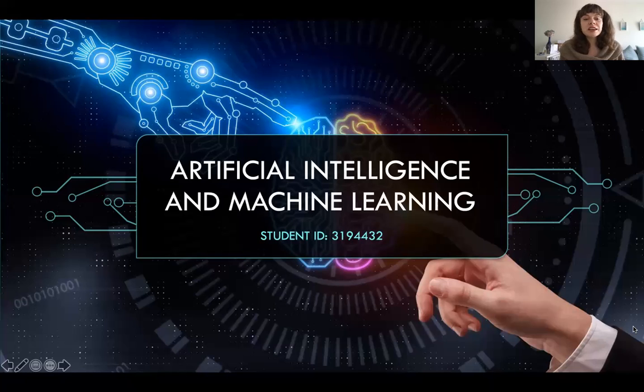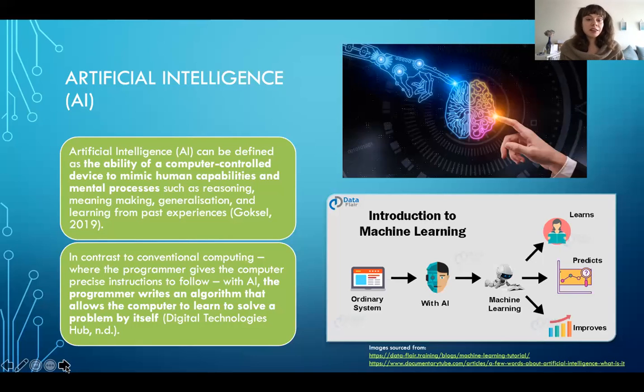Hello, this presentation will be focused on the emerging technology of artificial intelligence, specifically machine learning and its usefulness within education. Artificial intelligence can be defined as the ability of a computer-controlled device to mimic human capabilities and mental processes such as reasoning, meaning-making, generalization, and learning from past experiences.